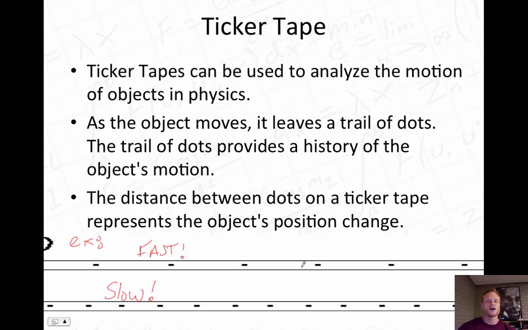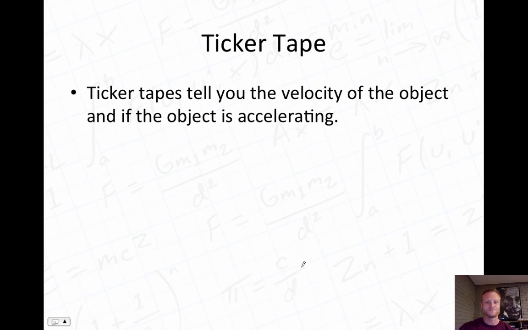Okay, so it's just basically kind of like a trail that's left behind, and by using that trail you can actually determine qualitatively how fast an object is moving. Okay, there's not so much of a numerical value associated with it. It's just basically saying, yeah, it's moving really fast, or it's moving slow, it's either speeding up or it's slowing down, that type of thing. So ticker tapes tell you the velocity of the object, and it'll tell you if the object is accelerating.